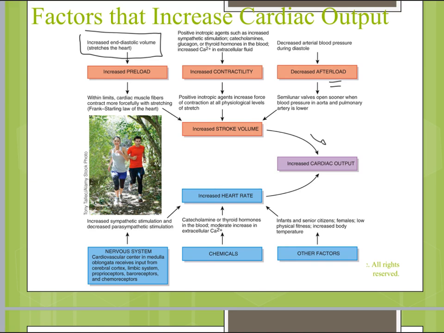Let's look at the nervous system. Cardiovascular centers in the medulla oblongata receive input from the cerebral cortex. So there's that medulla oblongata again. Remember we said that the medulla oblongata was our go-to center? Well, here it is. The limbic system, proprioceptors, baroreceptors, and chemoreceptors increase sympathetic stimulation and decrease parasympathetic stimulation, fight or flight. Increase heart rate, increase cardiac output. Catecholamines or thyroid hormones in the blood, moderate increase in extracellular fluid. So these chemicals increase heart rate, increase cardiac output.